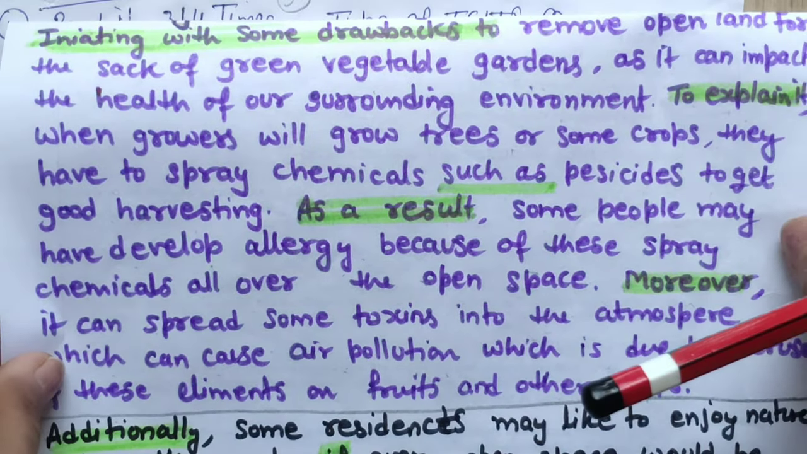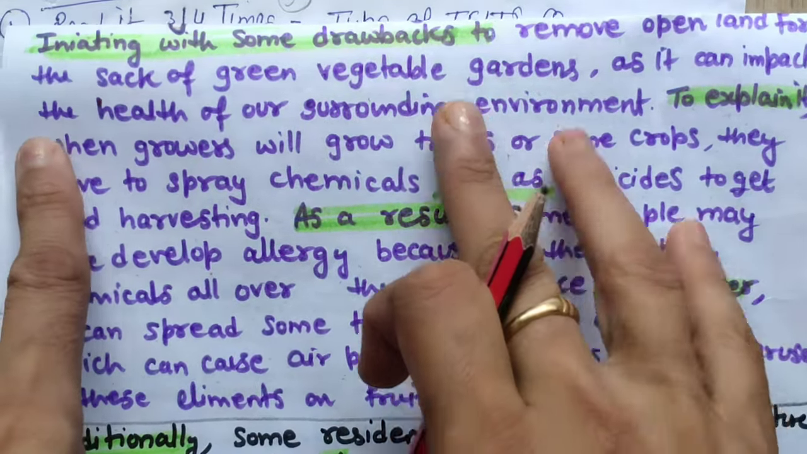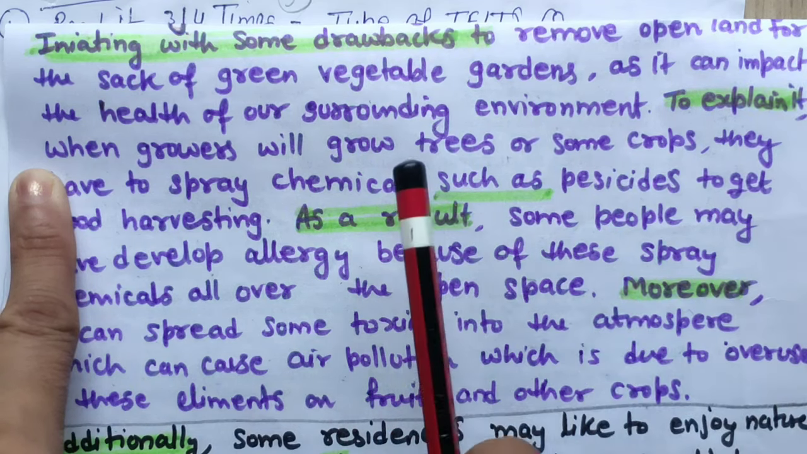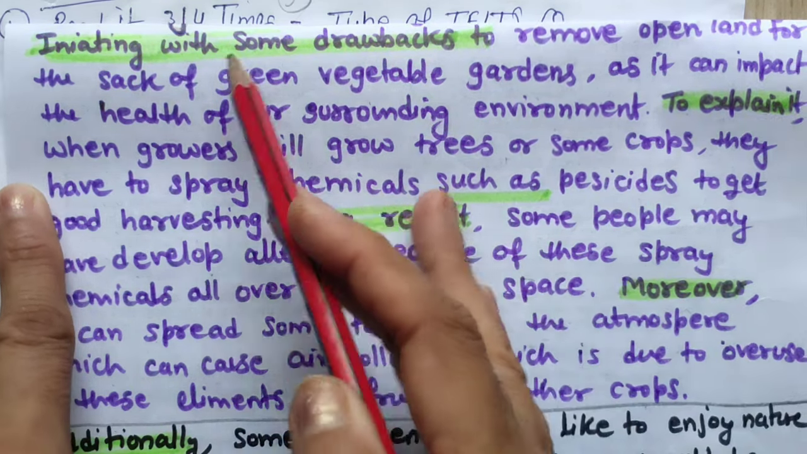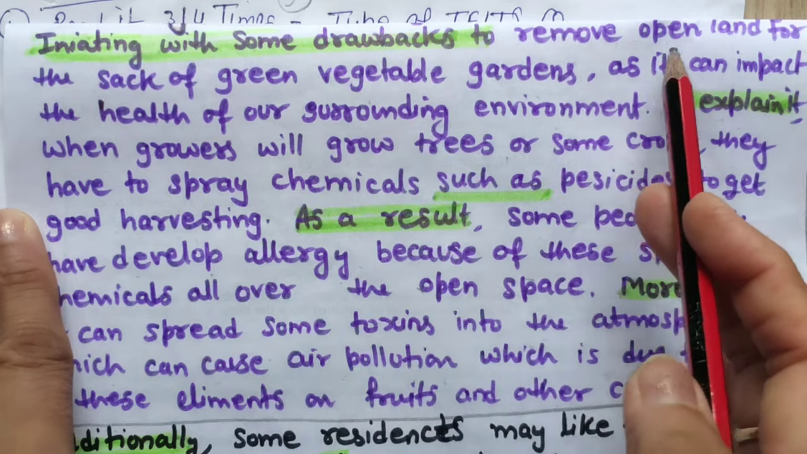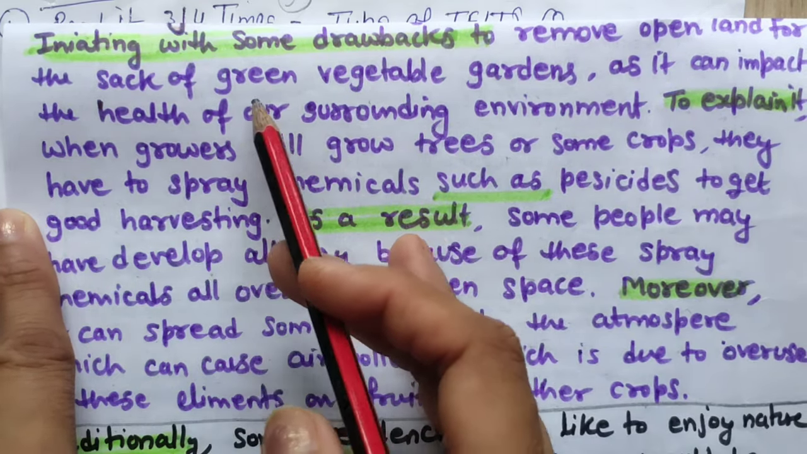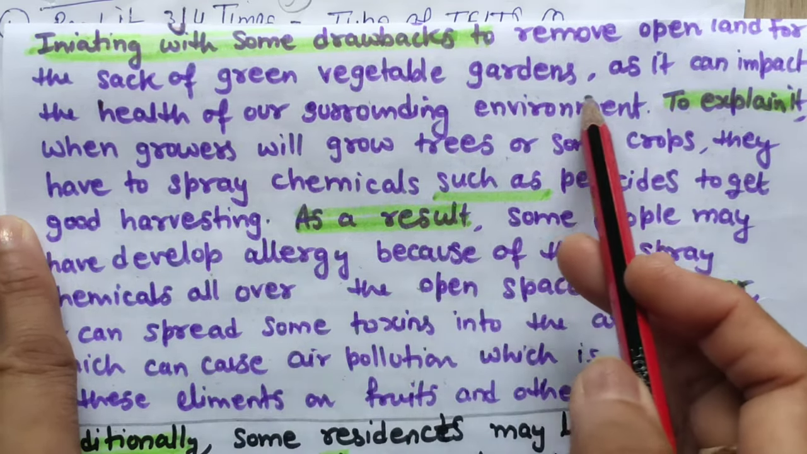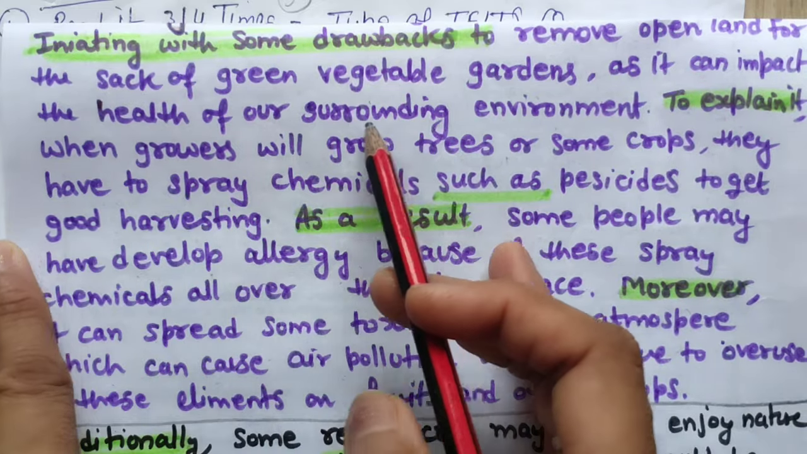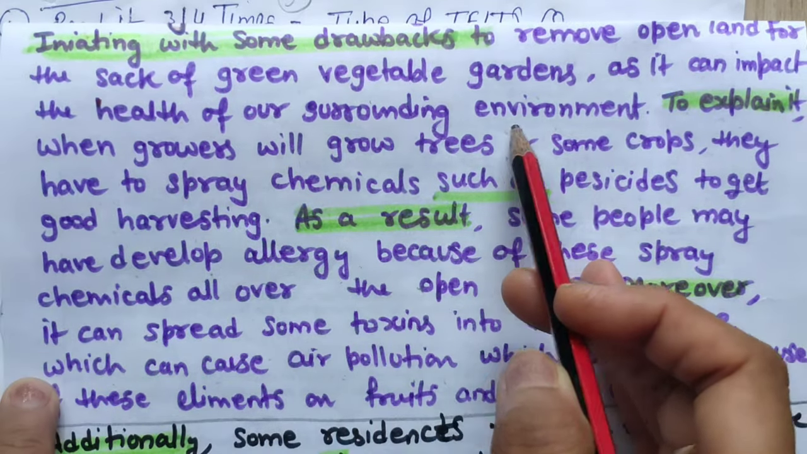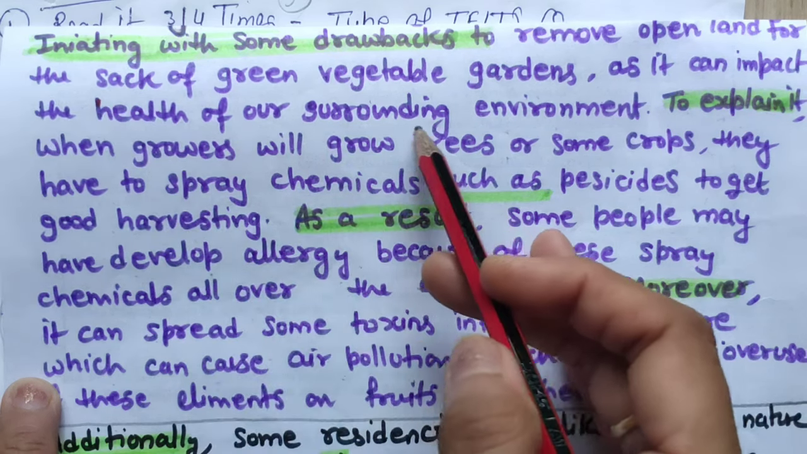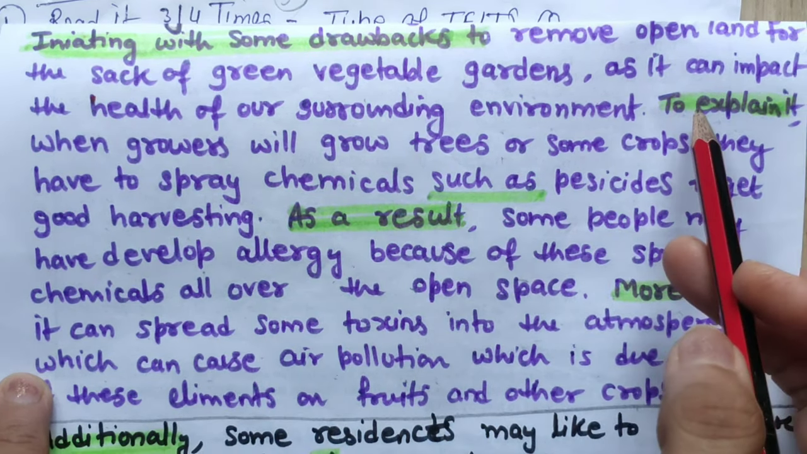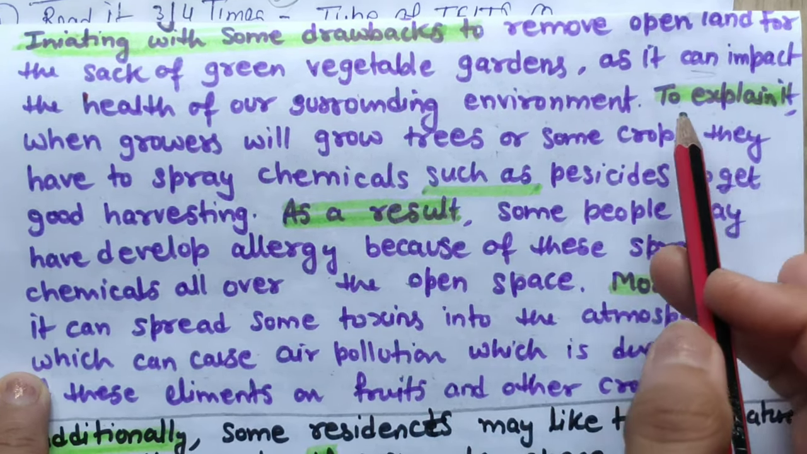So how I have started, please note down my methods, how I have explained the points and what kind of sentence structure I am using. So initiating with some drawbacks to remove open land for the sake of green vegetable gardens, as it can impact the health of our surrounding environment. So I have announced my point, it can impact the health of our surrounding environment. So I am using modal verbs also, see this, to explain it.